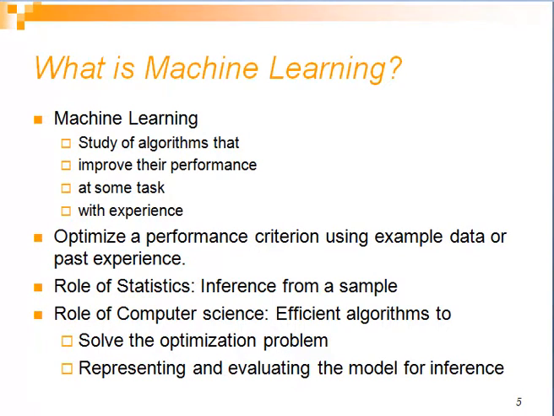Now, every now and then, there is no specific algorithm for machine learning. There can be different versions, hundreds of algorithms that we jumble up, combining one into another, thereby optimizing a performance criterion based on different criteria, different priorities, different past experience. The role of statistics is inference from a sample. The sample can be a different variety of that. The role of computer science is efficient algorithms to solve the optimization problem, representing and evaluating the model for inference.